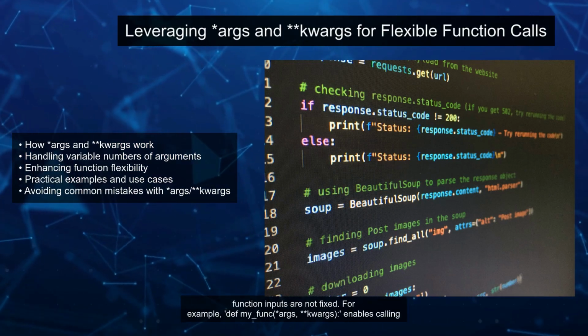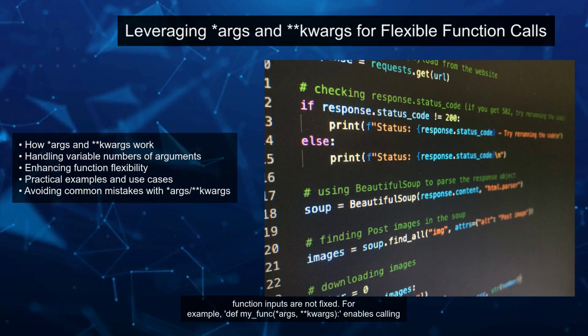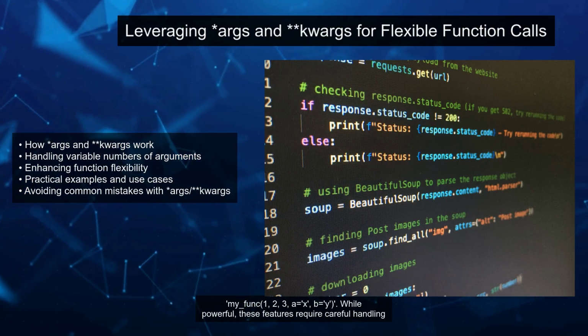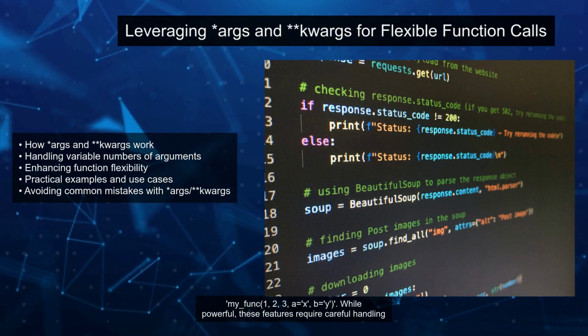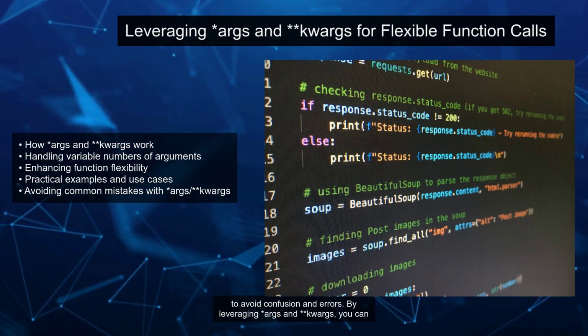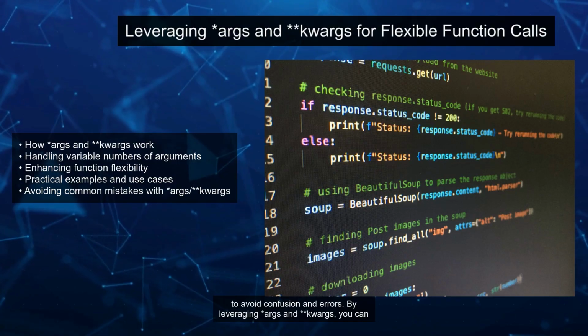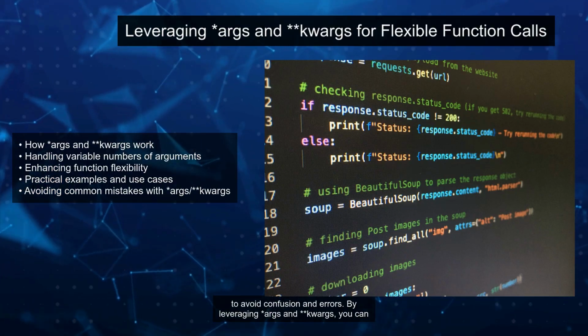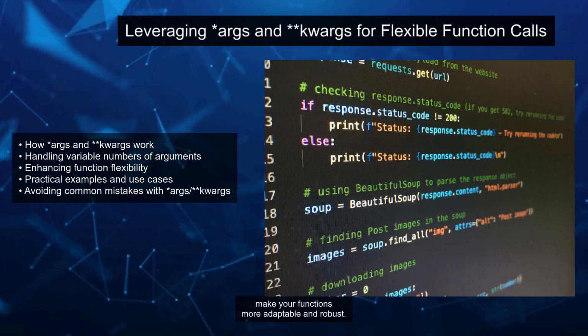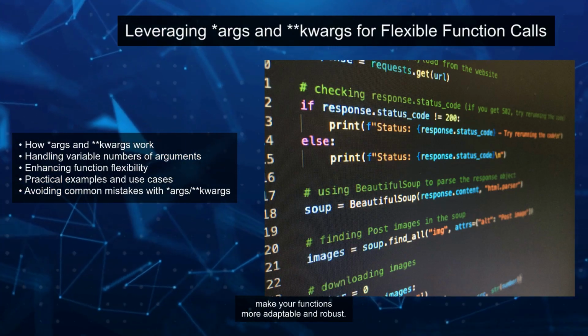For example, def my_func(*args, **kwargs) enables calling my_func(1, 2, 3, a=x, b=y). While powerful, these features require careful handling to avoid confusion and errors. By leveraging *args and **kwargs, you can make your functions more adaptable and robust.